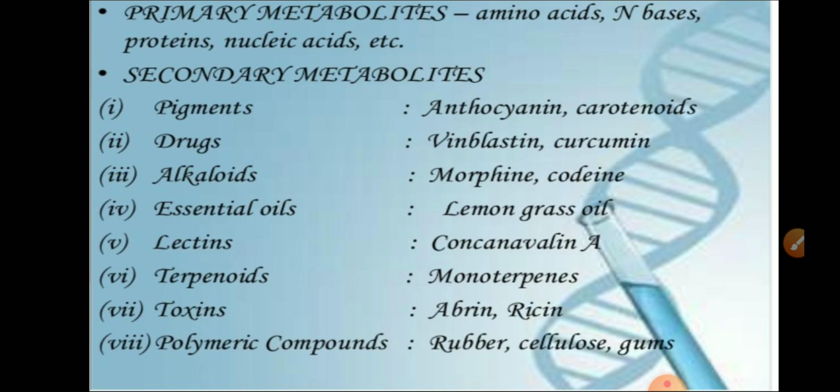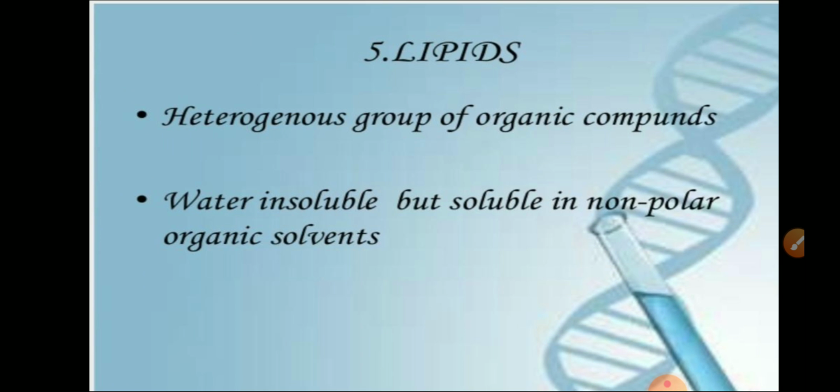anthocyanin pigment, carotenoids. Drugs include curcumin, alkaloids include morphine, essential oil such as lemongrass oil, lectins, terpenoids, monoterpenes, toxins, resins, polymeric compounds like rubber, gums, etc.